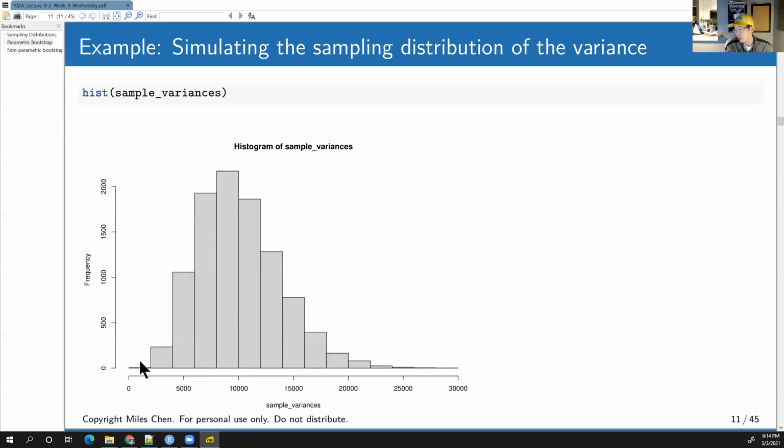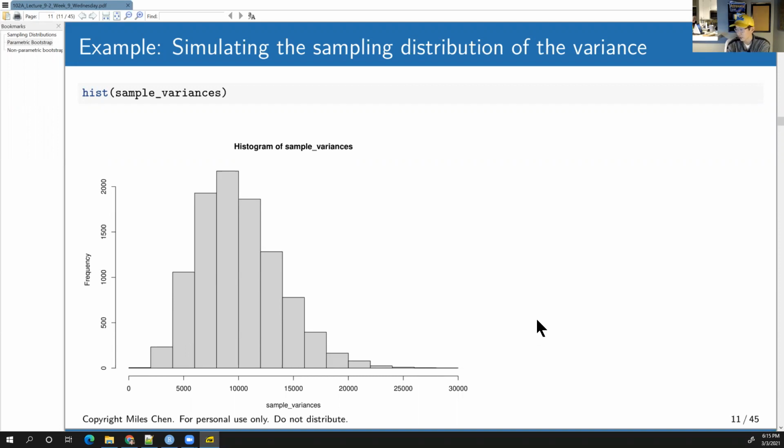And here's just the histogram of all of the sample variances. And so we can see the center is around 10,000, which would be 100 squared. And it's skewed right because, as far as upper ends of the variance, it can get quite high. And on the low end, it's not going to get much, well, it's impossible to have variance less than 0. So this is kind of the low end here. And so we have something that's skewed right.